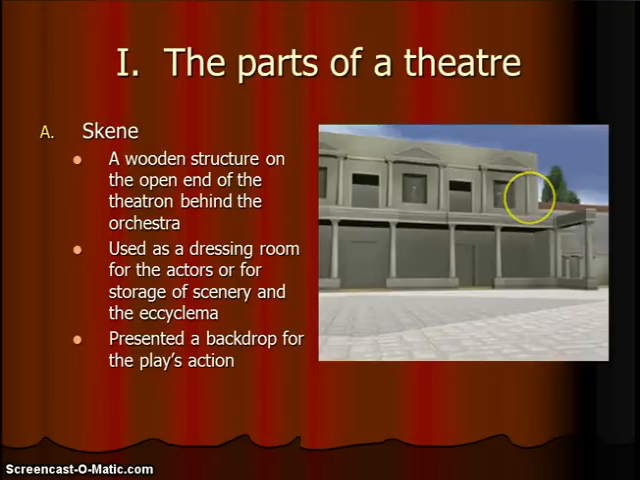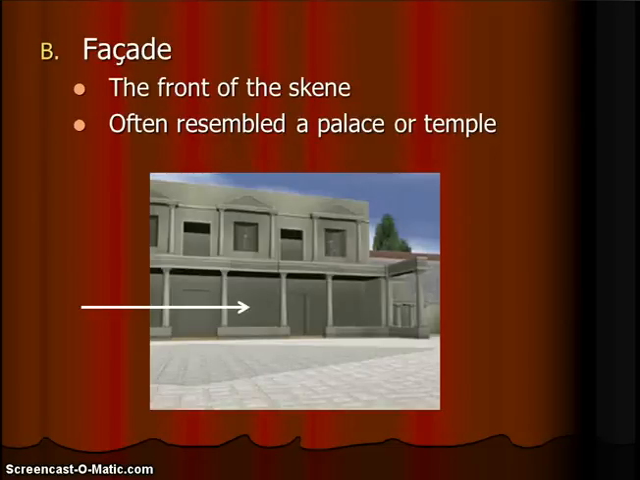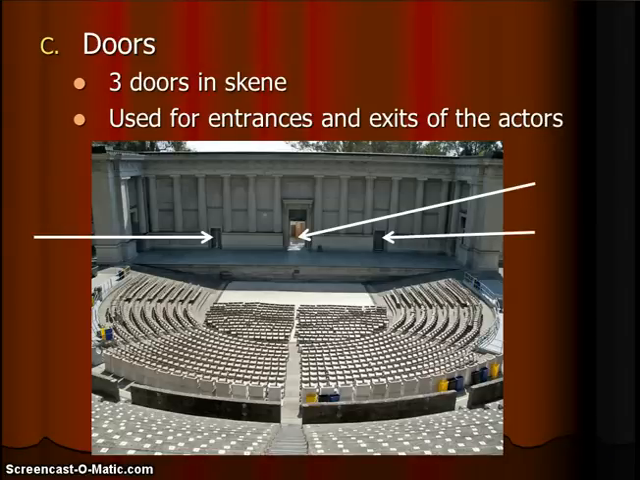It presented a backdrop for the play's action so that the actors were all in front of this when they were on stage. The facade is the front of the skene. It often resembled a palace or a temple. Many times it was painted over. This shows this flat area that's here. That's called the facade. There were also 3 doors in the skene, and those were used for the entrances and exits of the actors. You'll see here that in this depiction of a more modern Greek theater, this is the largest door here in the middle, and then you also have 2 other doors on the sides that are used for entrances and exits of the actors.